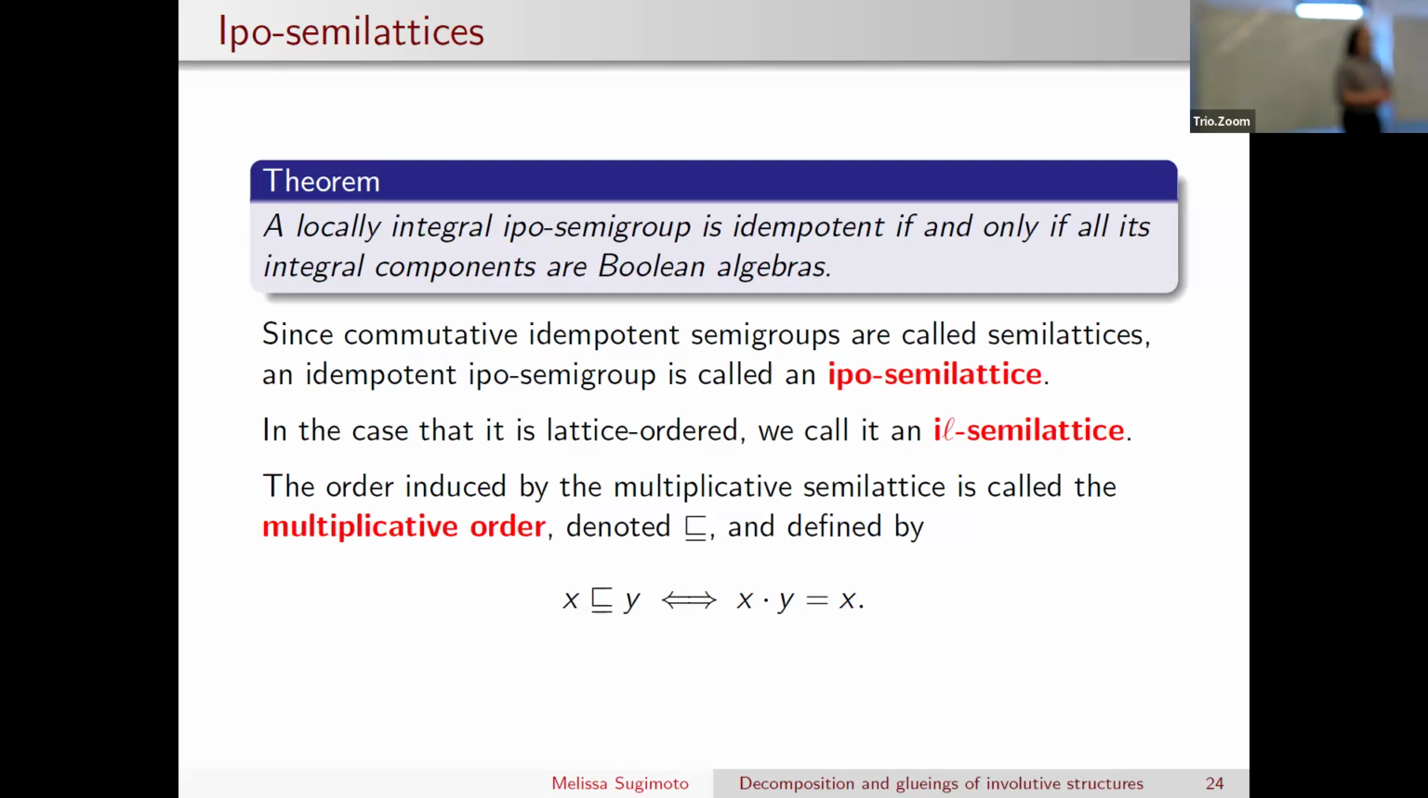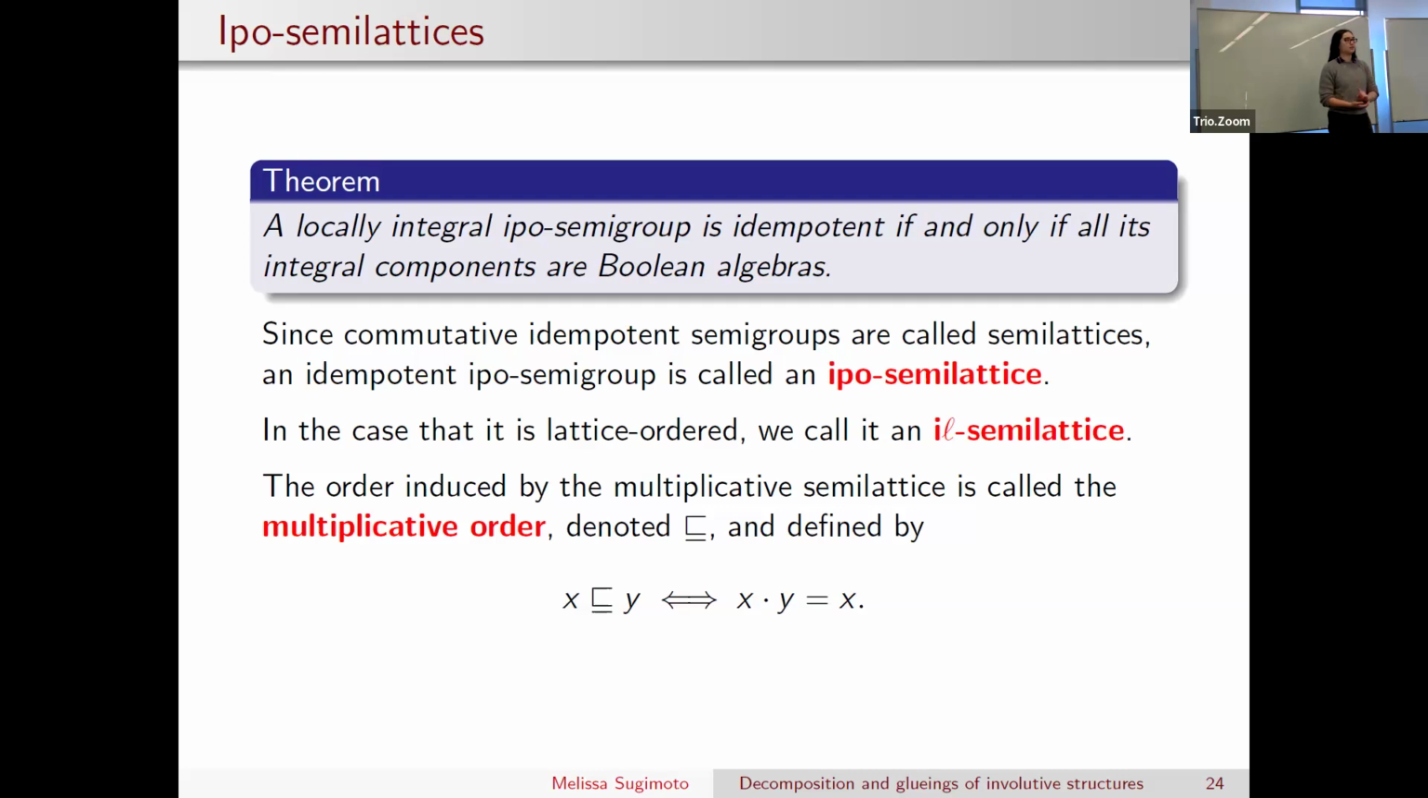And then since Boolean algebras are commutative, any sum of them is going to be commutative and idempotent as well. And that means that the operation will be a semilattice operation. So an idempotent ipo-semigroup, we call it an ipo-semilattice. And if that ipo-semilattice, if the partial order was actually a lattice order the whole time, we call it an il-semilattice for lattice-ordered semilattice.